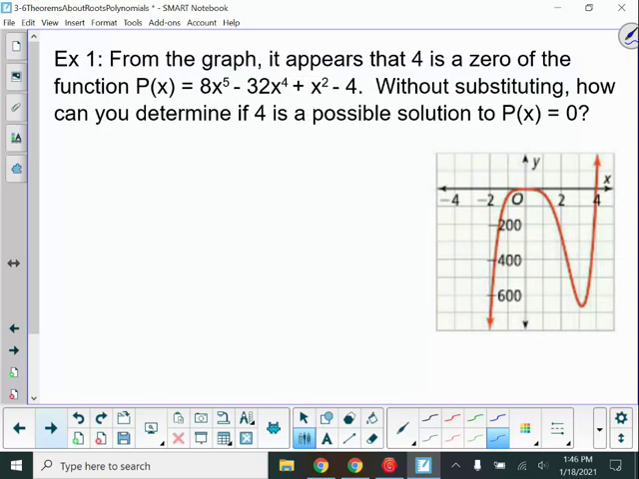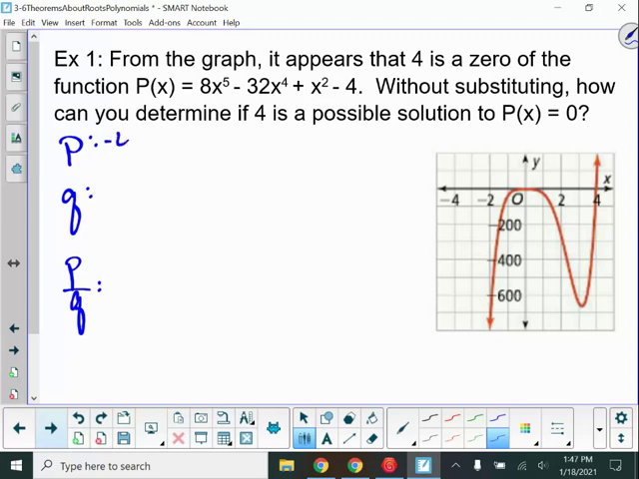So that brings us to our first example. It says from the graph, it appears that 4 is a 0 of the function. Without substituting, how can you determine if 4 is a possible solution? So we aren't going to do synthetic division. You could do synthetic division and test very quickly, but it says how could you do this without plugging it in, without doing that synthetic? So we're going to look at our possible p's and our possible q's and our possible p over q's.